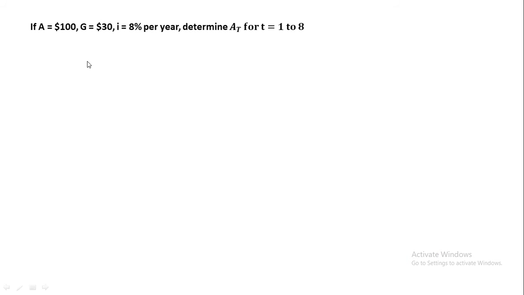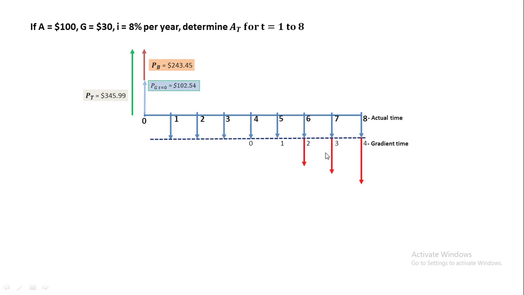And now we will proceed to the next part, which is we will find the equivalent annual amount or the uniform series. If A is $100, G is $30, i is 8% per year, determine the A sub t for t is equal to 1 to 8. So this will be our cash flow diagram. As you notice, we already solved this earlier.